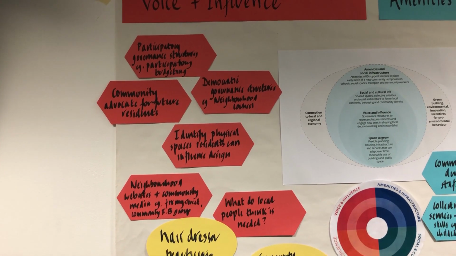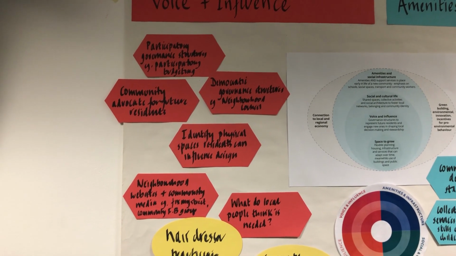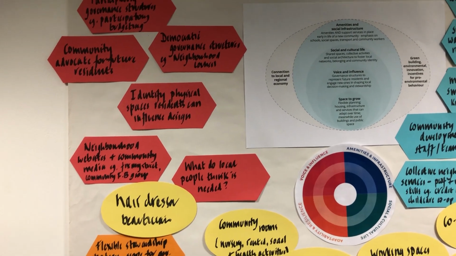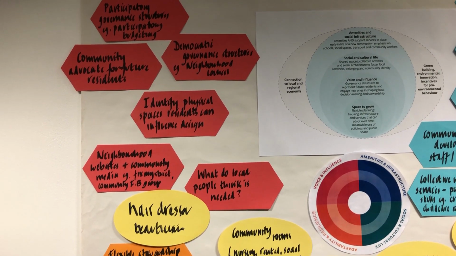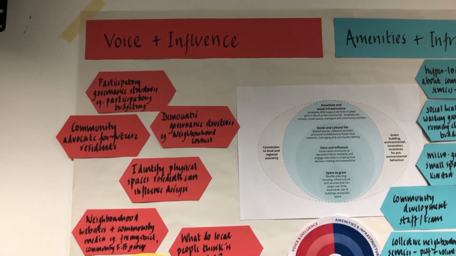How we can use social media, neighbourhood websites, etc. to keep connecting with people and engaging with them so they can direct this, and making sure we're doing asset mapping and finding out from local people what they think is needed. So that's around voice and influence.